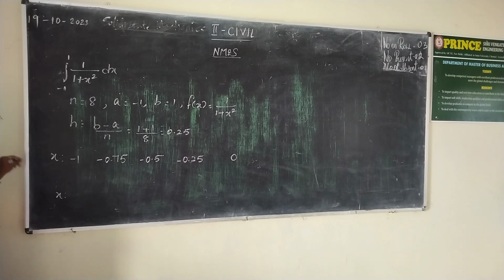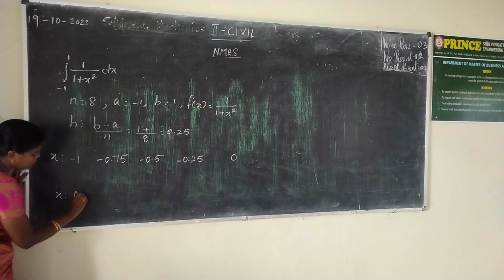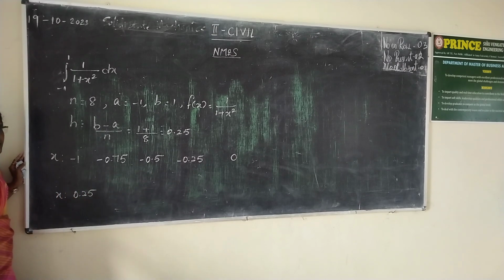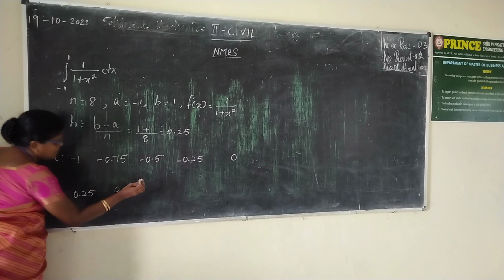What is 0 plus 0.25? 0.25. 0.25 plus 0.25 is 0.5. Next value.